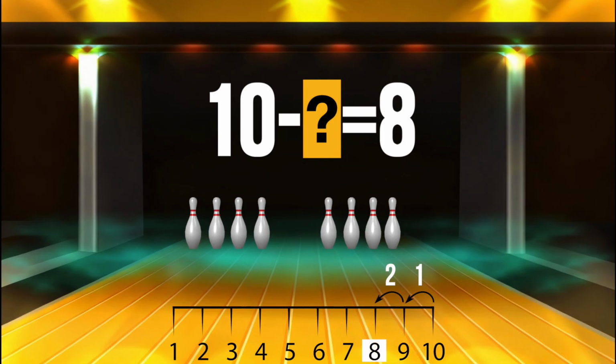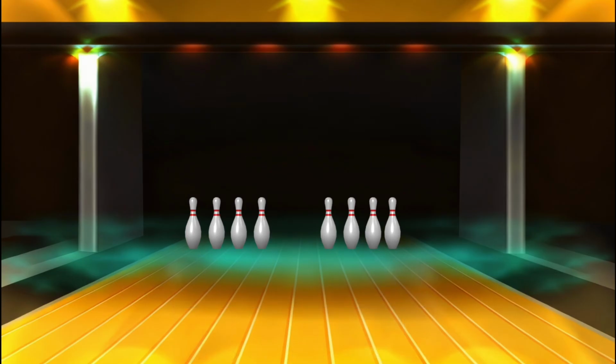Count back with me. 1, 2. We counted back 2 numbers. So 2 pins fell from the first ball. 10 minus 2 equals 8. Now we have 8 pins left. The second ball rolls.